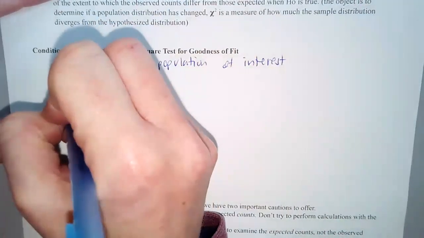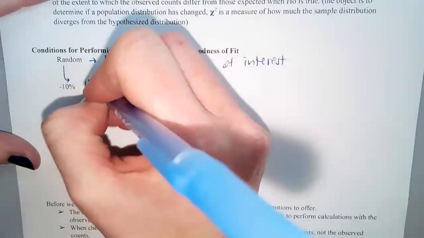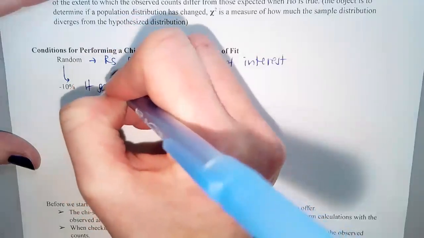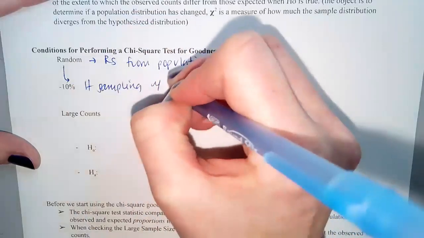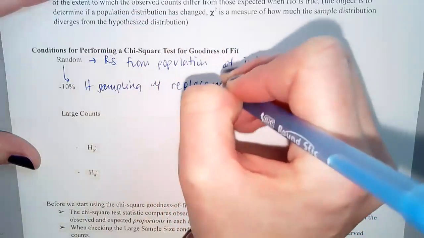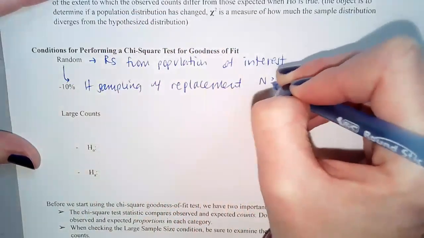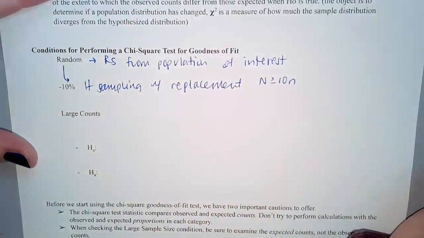Remember that the 10% condition is here. If we're sampling without replacement, then we need to check the 10% condition because of our independence violation. So we want to make sure to check that.